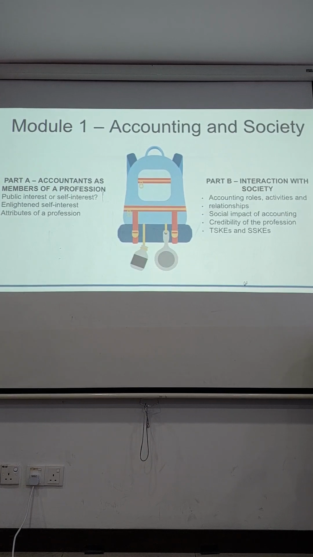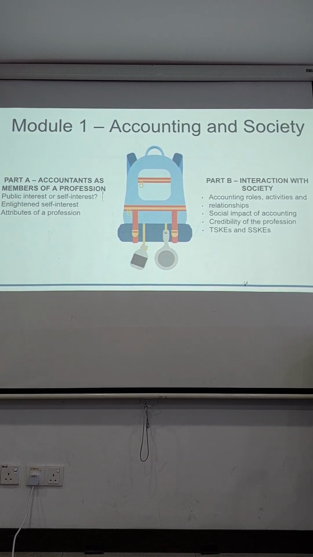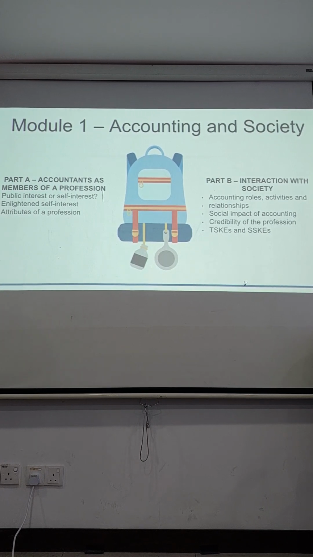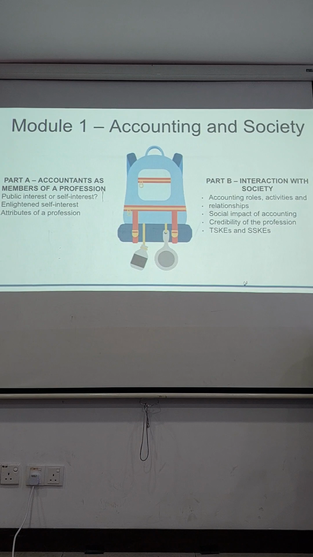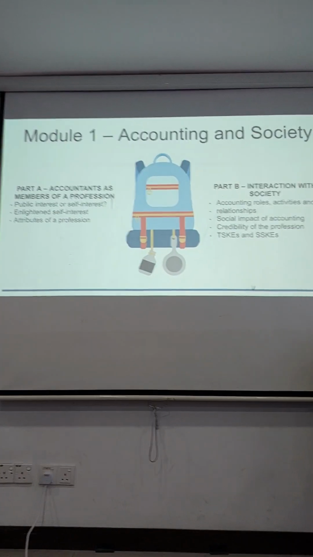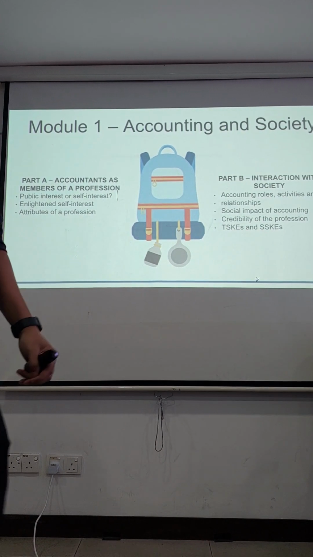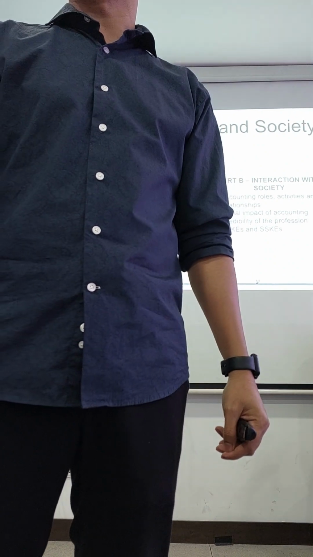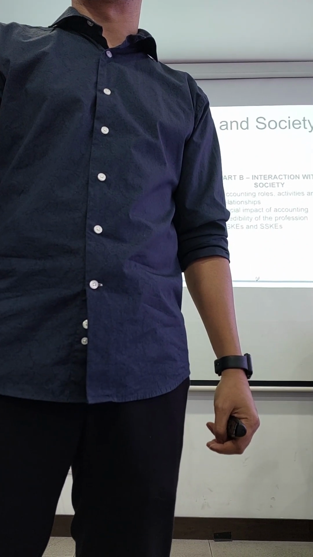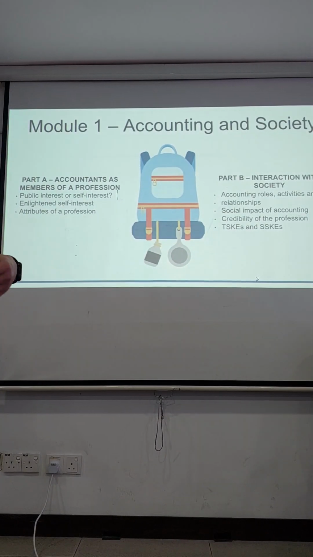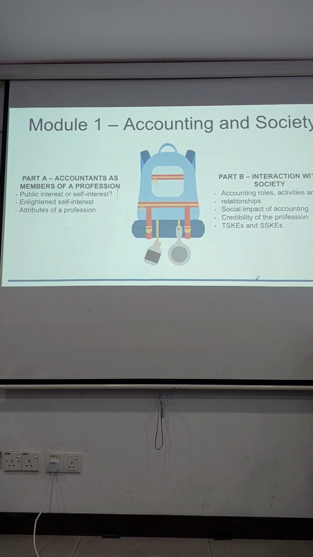So what are the areas of MCQs that we should focus on? You have to know the difference between self-interest, public interest, enlightened self-interest, and the attributes of the profession. For example, I think you have seen some questions before. You are given a scenario. I think there is one question about Dr. Richardson working in the medical industry, if I'm not mistaken. Most of us thought that the answer is this attribute, but it is actually the other one.